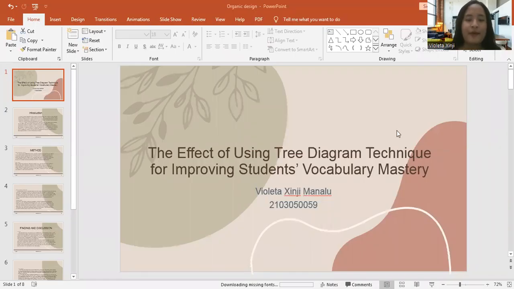Hello everyone, my name is Violeta Xinji Manalu, and now I will explain about the journal, the effect of using tree diagrams technique of improving students' vocabulary mastery.